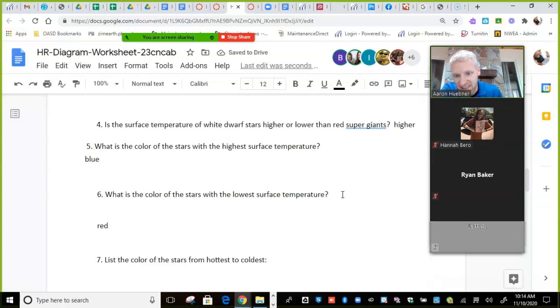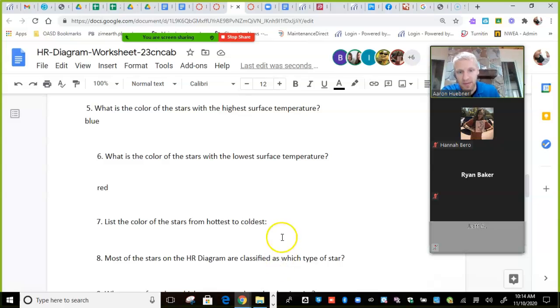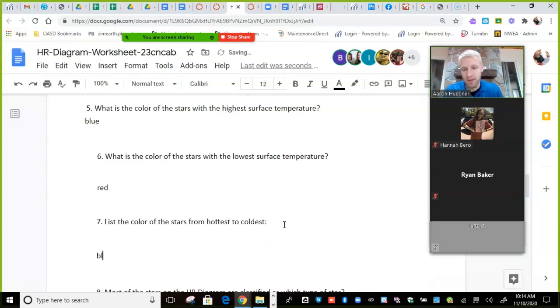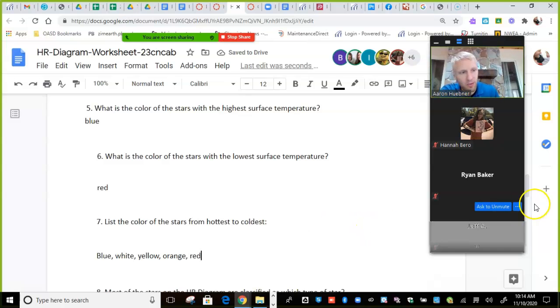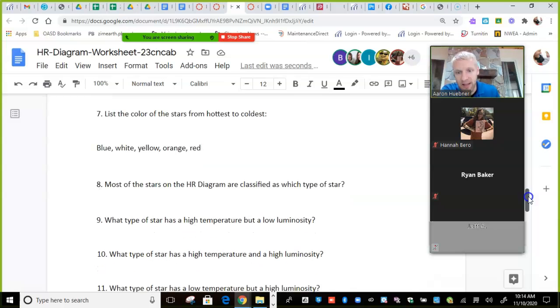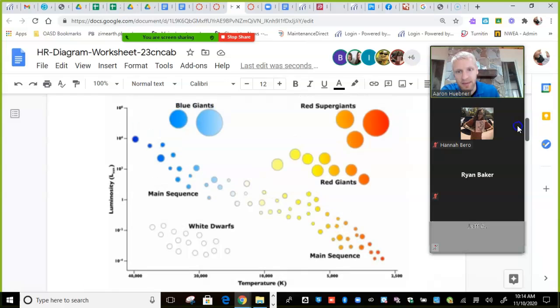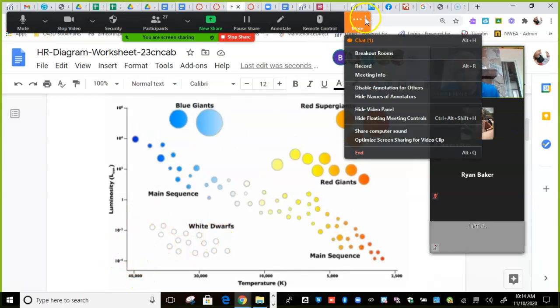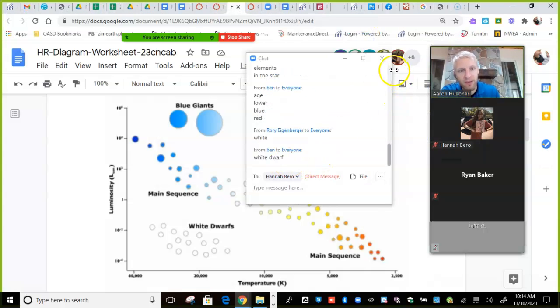All right, 7. List the color of the stars from the hottest to coldest. Okay. Blue, white, yellow, orange, red. Hot to coldest. All right, what type of star has a high temperature but low luminosity? High temperature, low luminosity. White dwarf, you got it.